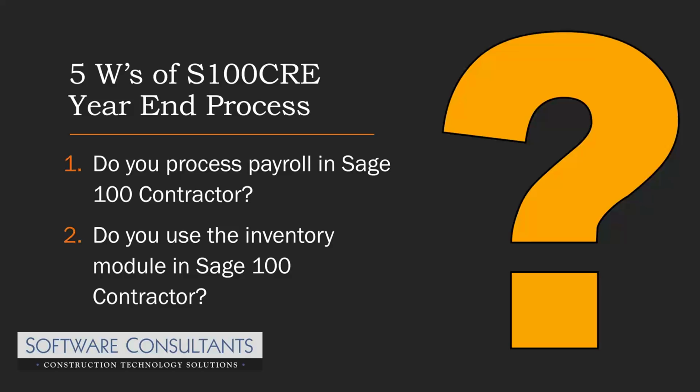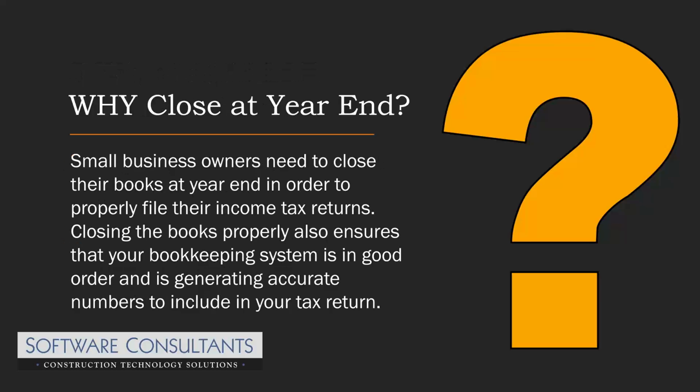Okay, so let's get into the 5 W's of Sage 100 Contractor. When we're talking about this subject of year end, there are really two different things that we're talking about here. One is actually closing your accounting internally, as an accountant, part of your firm's processes, versus closing out Sage 100 Contractor for the year. These are two different subjects that we need to cover.